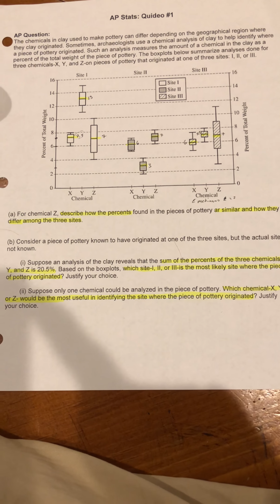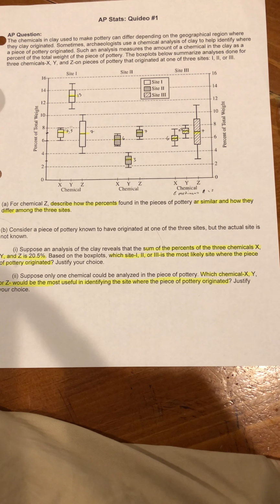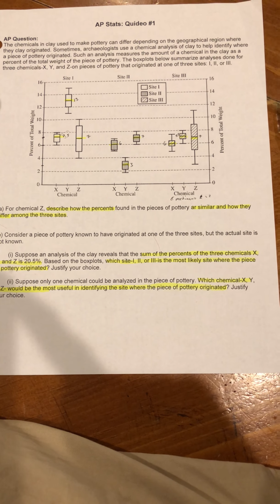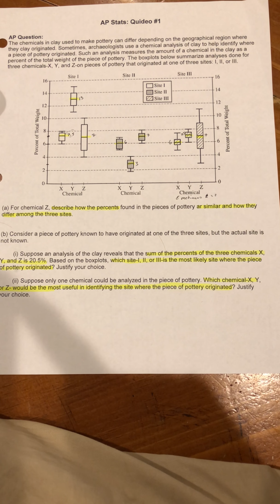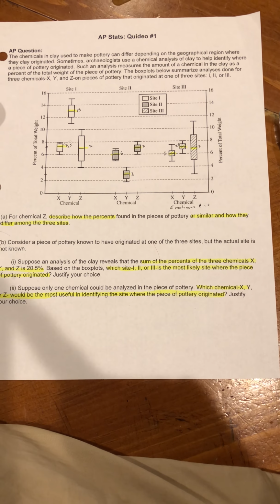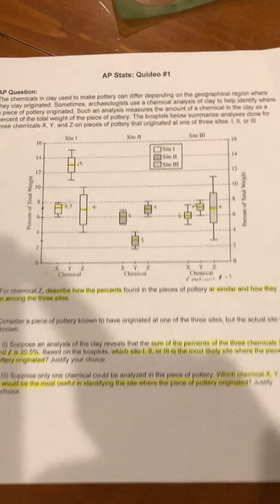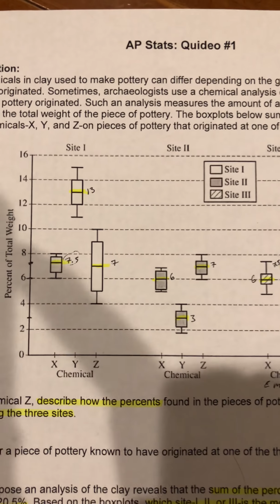Part 2 of question B. Suppose only one chemical could be analyzed in the piece of pottery. Which chemical, X, Y, or Z, would be the most useful in identifying the site where the piece of pottery originated? Justify your choice. So, let's just start from the beginning.